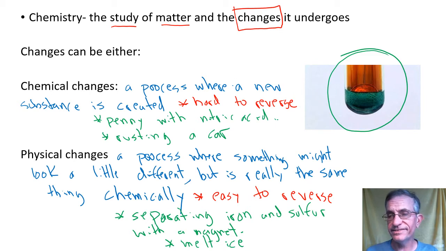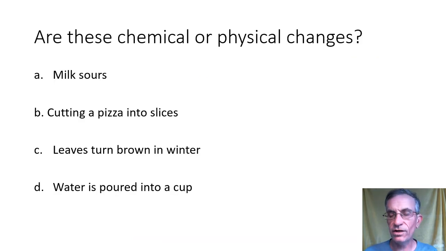So let me flip the slide here and let me give you a few to think about. All right, well, let's go over a couple of them. So all these are different things that might happen in the world. Are they chemical changes or physical changes? So a chemical change, hard to reverse. Physical change, easy to reverse. Milk sours. Can you turn bad milk into good milk? No. If you can't go backwards, that's a chemical change. I'll just put a C there.